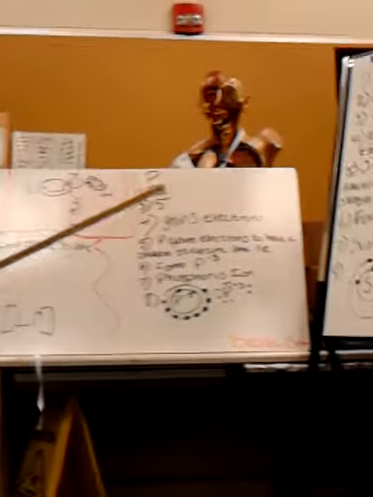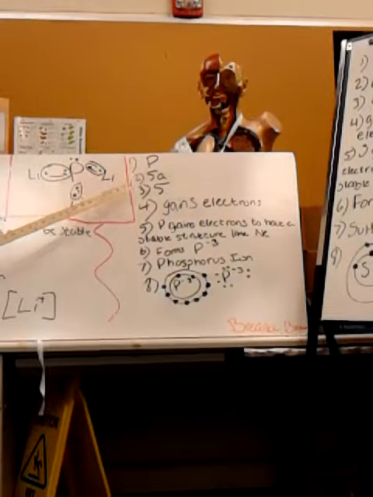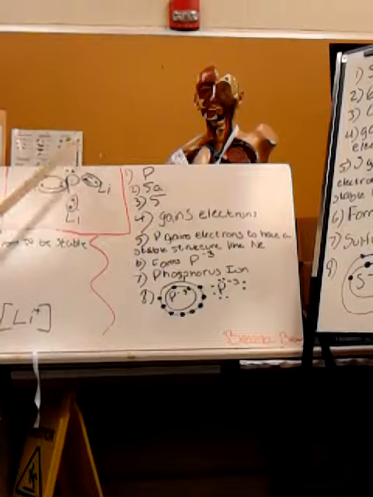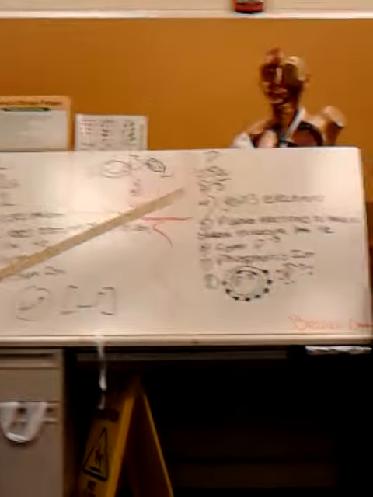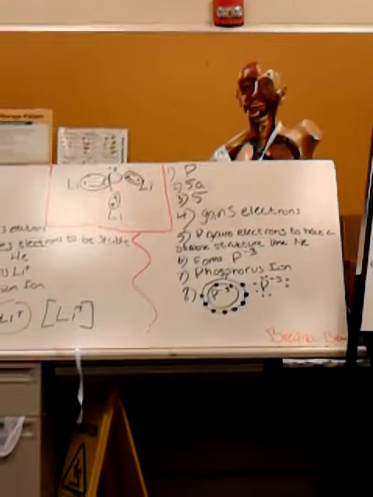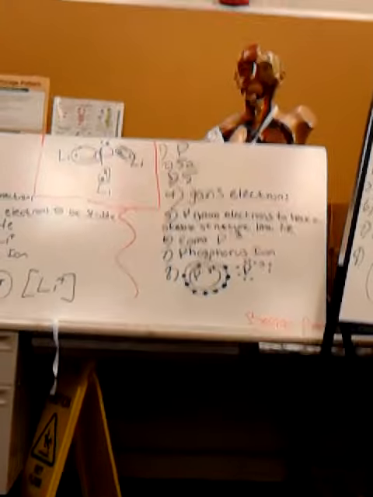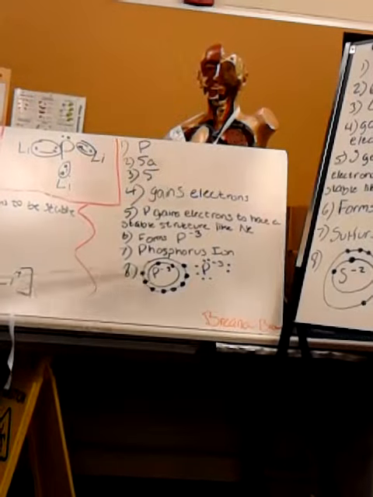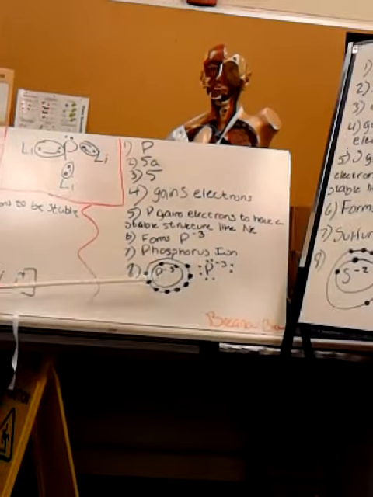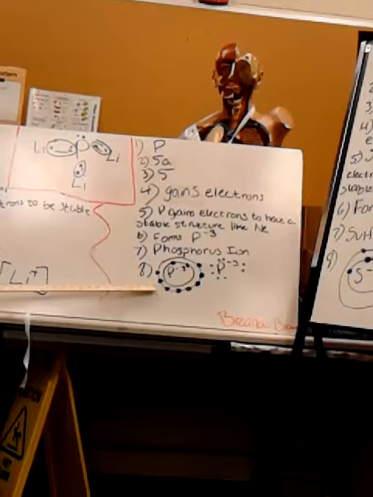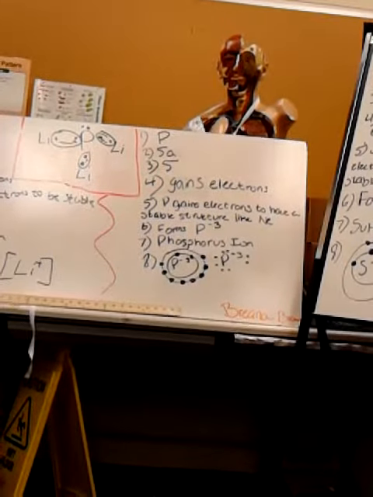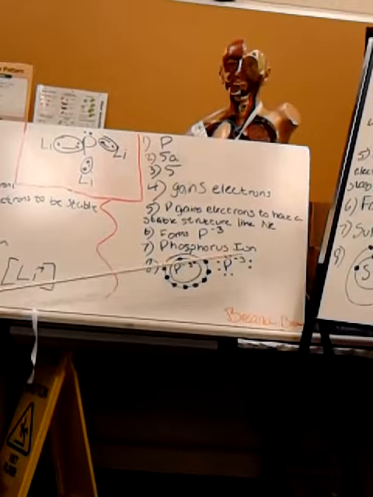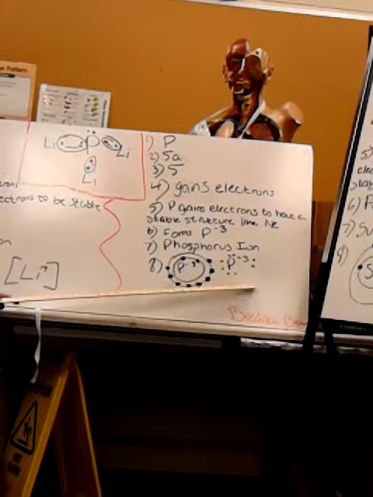Phosphorus is in group 5A and therefore has 5 valence electrons, and it wants to gain electrons. So phosphorus gains electrons to have a stable structure like neon, and that forms P negative 3, or phosphorus ion. So P negative 3 would have 2 valence electrons in its first shell and 8 in the second shell on the Bohr model. And then on the Lewis dot structure, it will have 8 valence electrons.